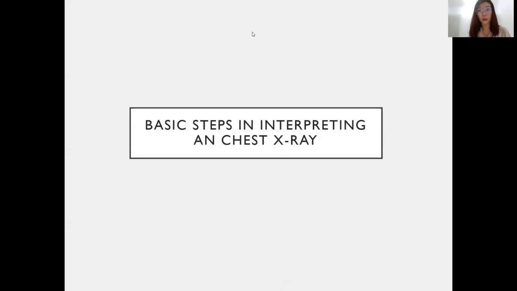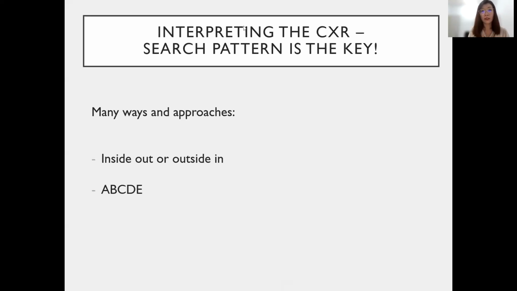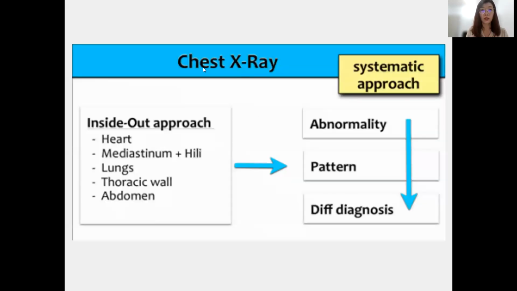Okay, so next we're going to the basic steps quickly. There are many approaches to interpret an X-ray. I would like to use the inside-out or outside-in approach, or some will use ABCDE with some mnemonics. For chest X-ray, in the inside-out approach, we'll look at the heart first, go to the mediastinum, then hilum, go back to the lung, thoracic wall, then always look at the included abdomen in the X-ray. But myself, I like to use the outside-in approach. I always look at the thoracic wall first, going to the lung, then only going to the center of the X-ray. From there, we can identify any abnormality and then identify the pattern and also the differential diagnosis.